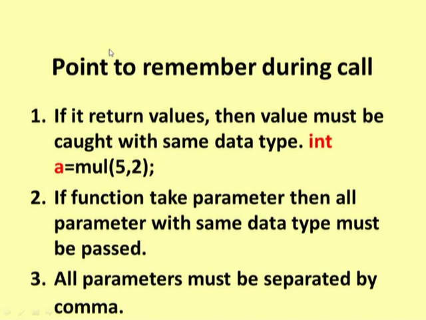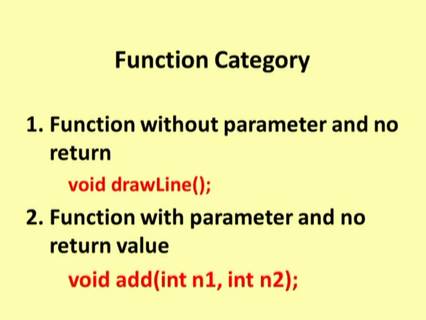So clear how to call the defined function. So function declaration, function definition, and function calling. These are the 3 steps for the user defined function. Next point, that is function category. What are the categories of the function? Let us discuss the function category.